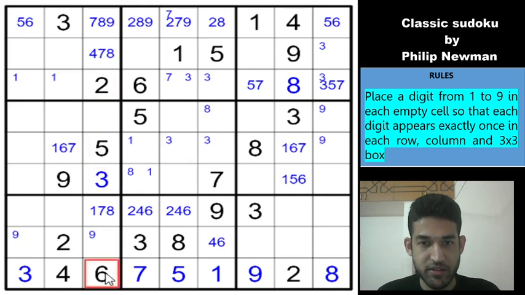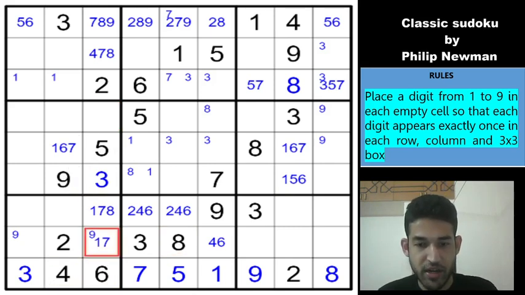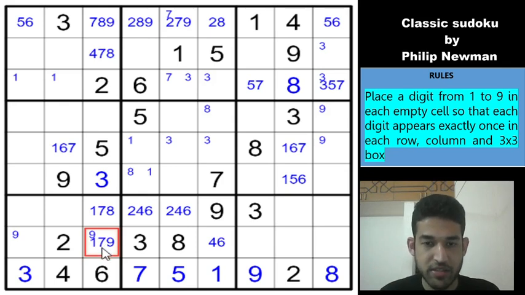2 3 5 6, so remaining must be 1 4 7 8 9. So this can't be 9, so 1 4 7 8, this can't be 8. Okay, this cannot be 4 and 8, right? So this must be 1 7 and 9. Those are the only possibilities.